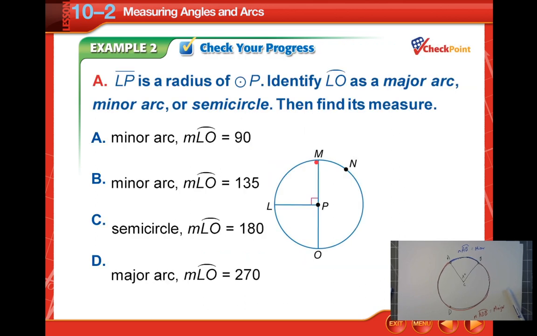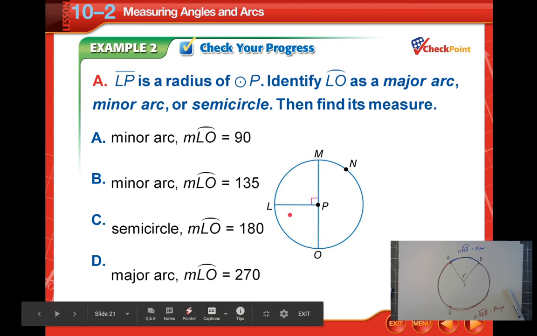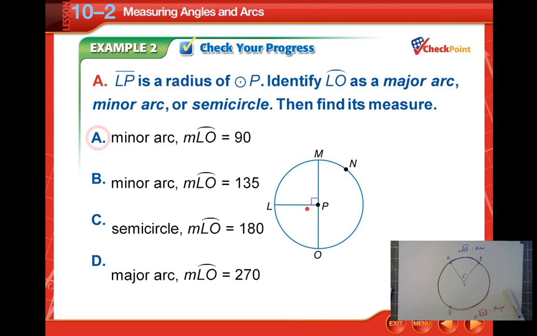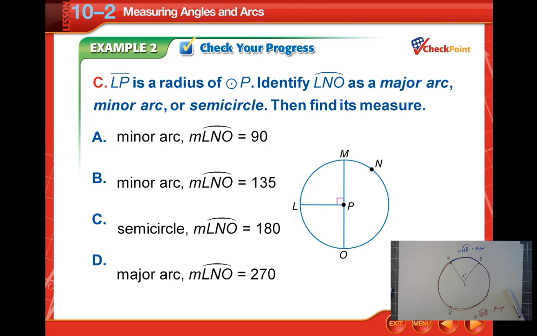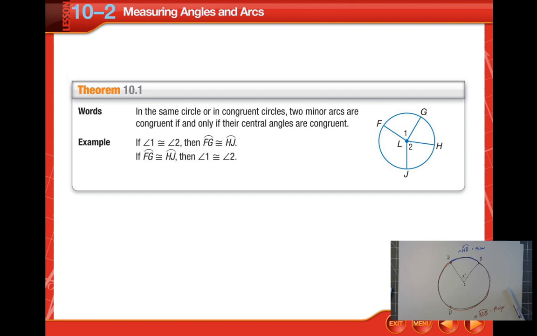Here's another one we have. Find L to O. Well, we know that it is a minor arc, so we can eliminate C and D. And we know we're just going here to here. It's mirroring this right angle, so it's another 90 degrees. You can try these on your own, give them a pause, see what the answer is. This one would be C. Give a pause. That is D. So hopefully that makes sense.